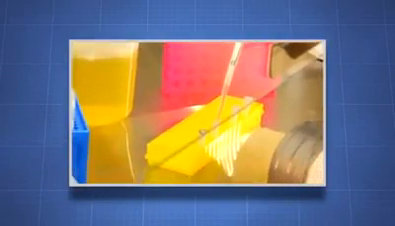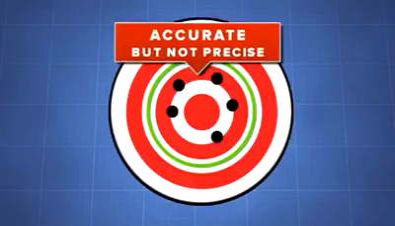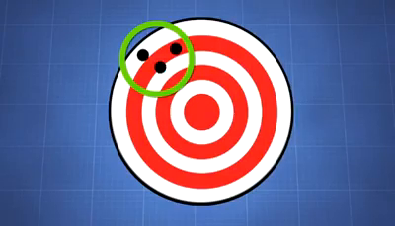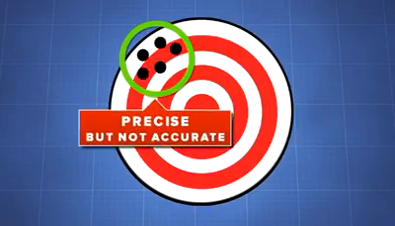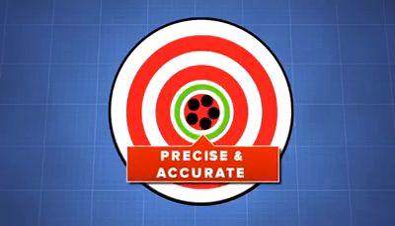A scientist's measurements must be both accurate and precise. But what's the difference between accuracy and precision? Here's an example. Darts scattered evenly around the bullseye is an example of accurate but not precise. Darts concentrated in one spot, not the bullseye, is precise but not accurate. Darts concentrated in the bullseye is both precise and accurate.